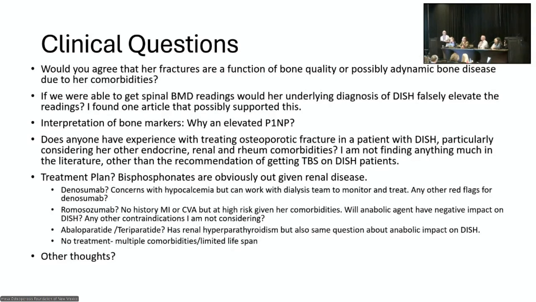But I certainly think that the history of fractures is impressive. And I would certainly consider her to be somebody who's at very high risk for having further fractures. And although it's not going to be simple, I would think about treating somebody like this because she can have another hip fracture and have a huge impact on her independence and potentially mortality. So I would. Thank you.